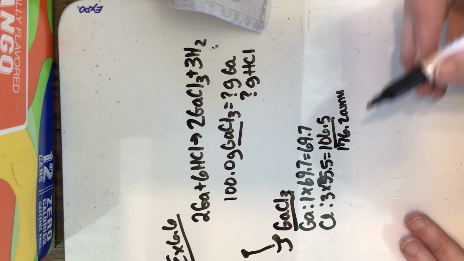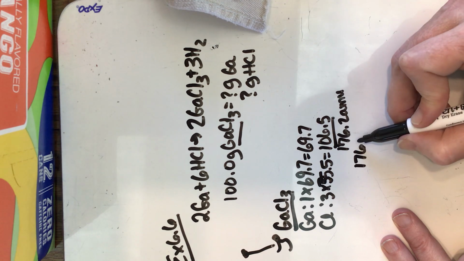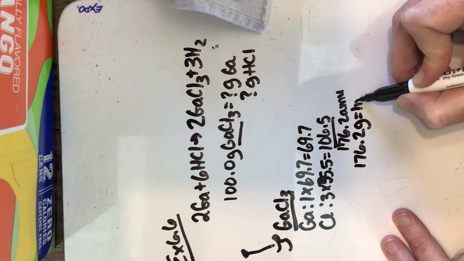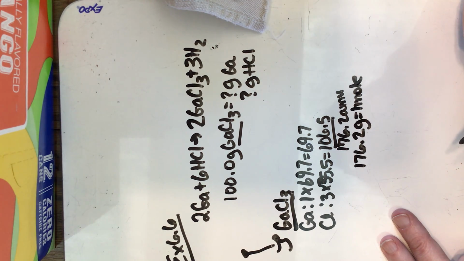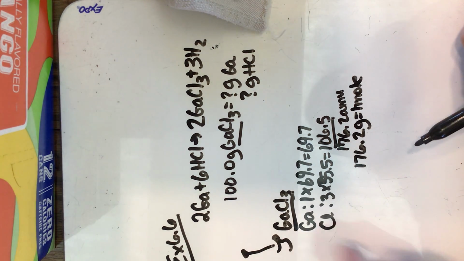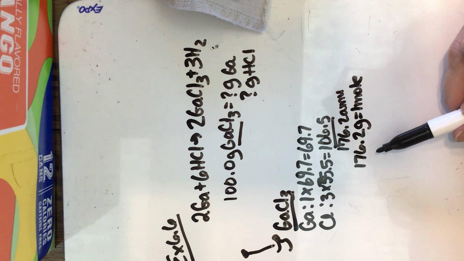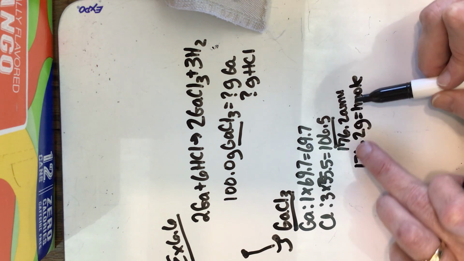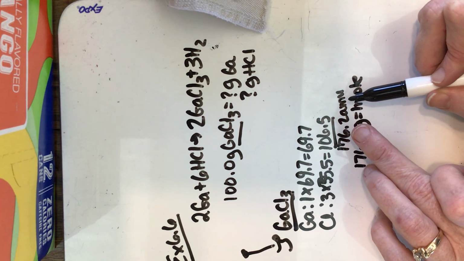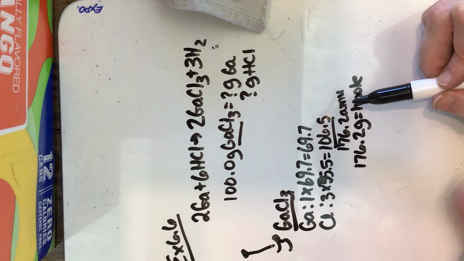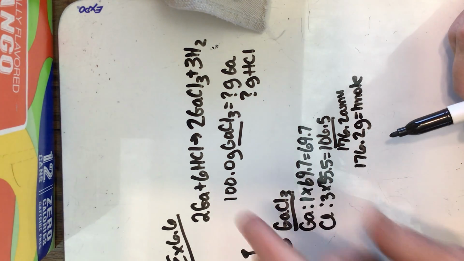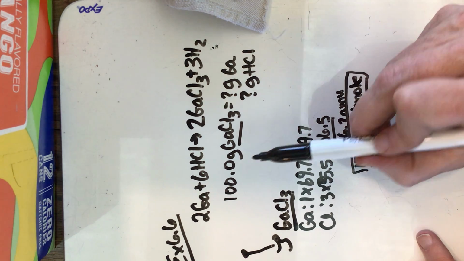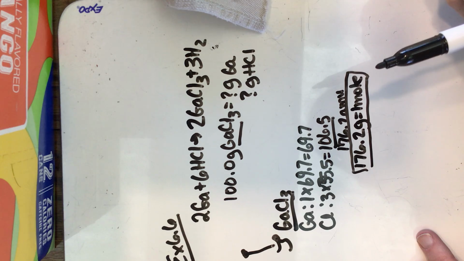Okay, well, that tells me that 176.2 grams is in 1 mole. Understand that I'm not saying GaCl3 weighs 176.2 grams. If I wanted to know that, I'd have to take my 176.2 AMUs and multiply it by 1.66 times 10 to the negative 24 grams in an AMU. But I know that I'm trying to get moles, so I have to get the mole ratio here so I can convert my grams to moles.